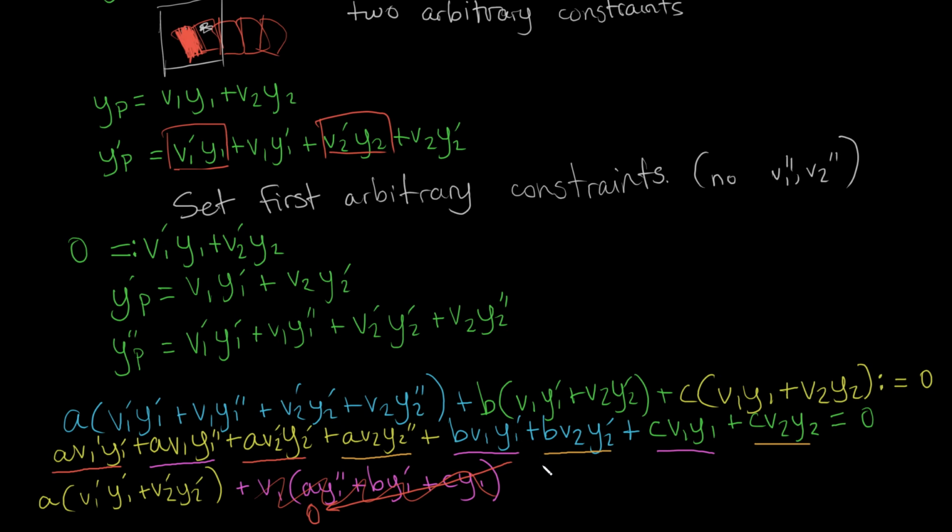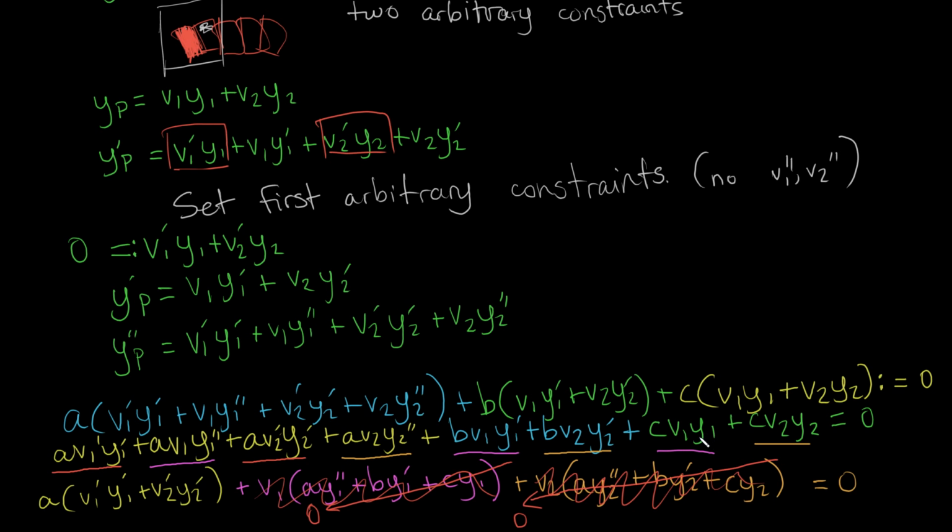And now, if we look at what happens to the next term, a very similar fate befalls it. We factor out a v2. And we get a times y2 double prime plus b times y2 prime plus c times y2 equals 0. Oh wow, y2 is a solution to the homogeneous case. This is going to also equal 0. So this entire term, similarly, it's gone.